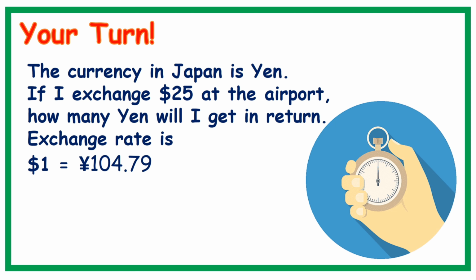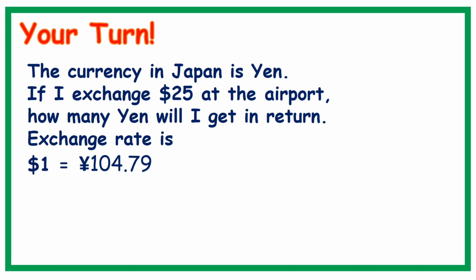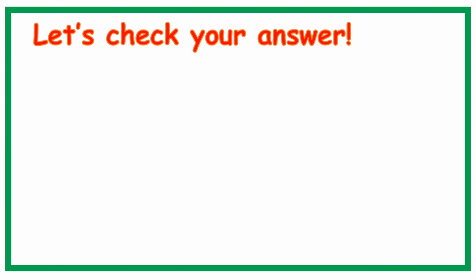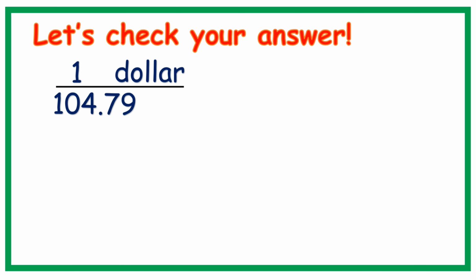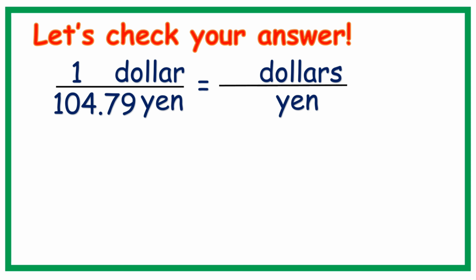Okay, let's solve this. Let's check your answer. First, we have to write what we know. A dollar is equal to 104.79 yen. Let's put the equal sign and the same thing, dollars and yen. Do we know dollars? Yes, $25. But do we know yen? No. So our yen will become the variable y, because we don't know it.